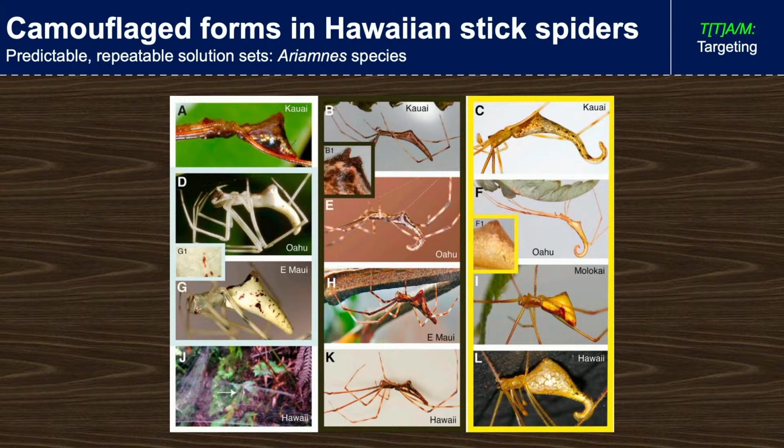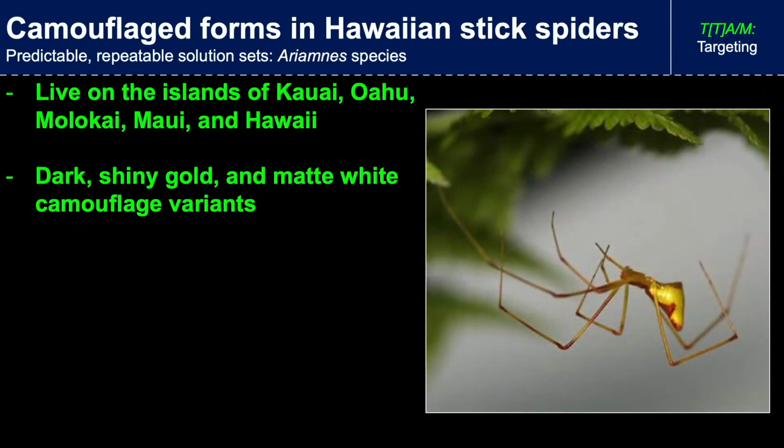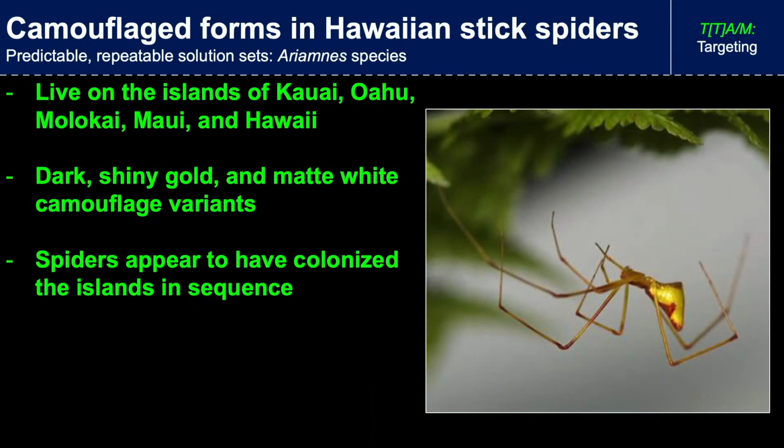And same thing here, very strange body types compared to the others, but all have the same shiny gold camouflage. So even though they're implying completely different body types, there's 3 types of camouflage, and they have one of the 3. But here's what's more interesting than that even. That is that the spiders appear to have colonized the Hawaiian Islands in sequence.